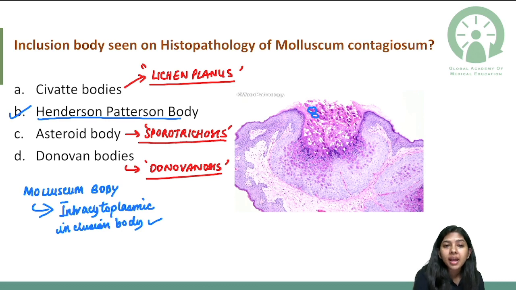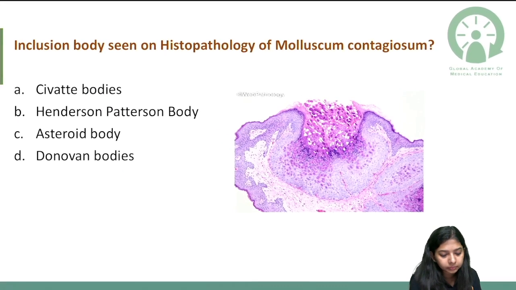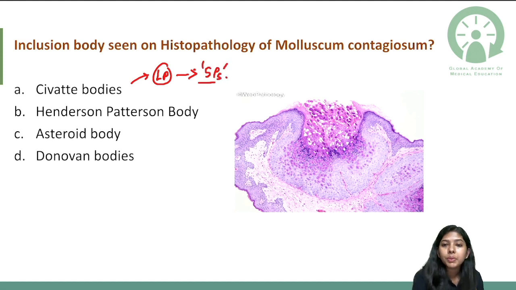What is the causative organism of donovanosis? Calymmatobacterium granulomatis, right? And lichen planus is an immune-mediated inflammatory dermatosis. Remember the 5 P's: purple, plain, pruritic, papular lesions, classically present on the wrist and the extremities.